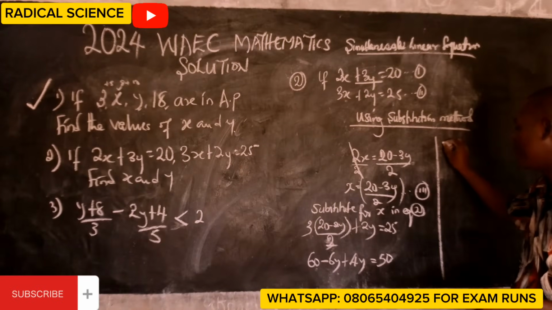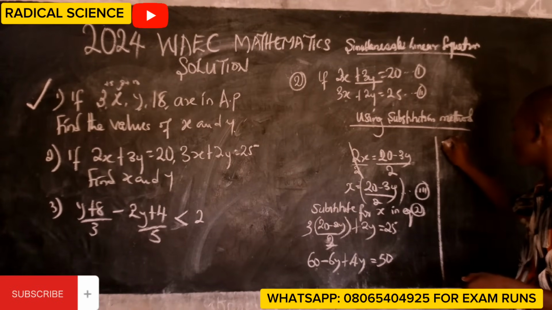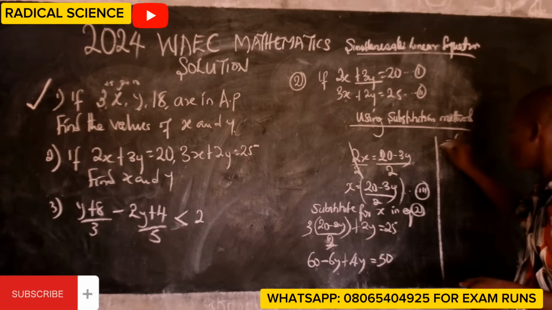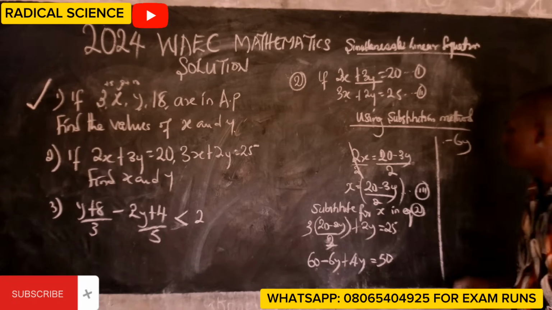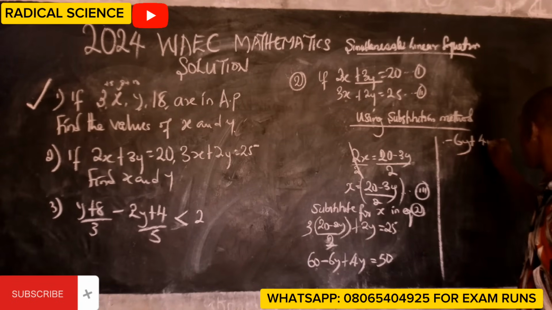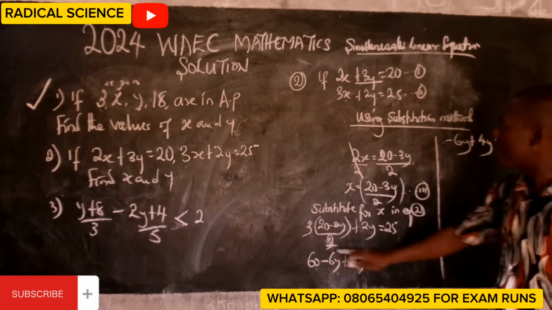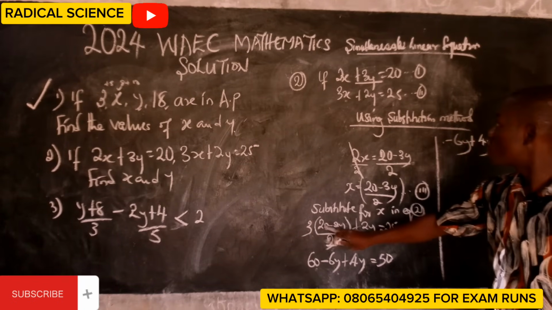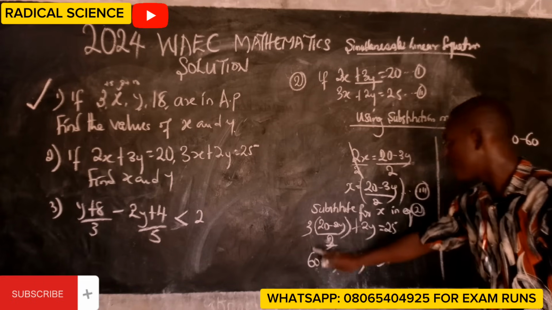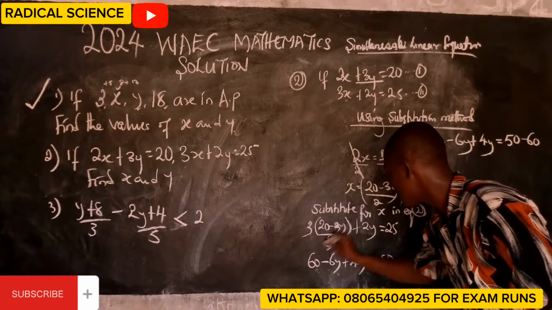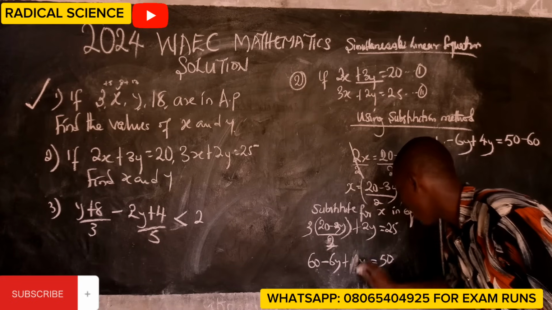Like terms are, class, 6y plus 4y equals 50 minus 60. Are you following me? I said 3 times 20 is 60. 3 times 3y is 9y.